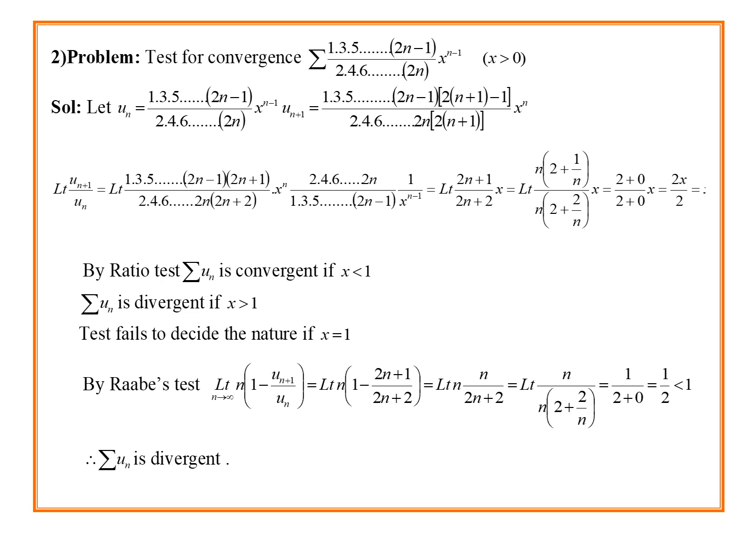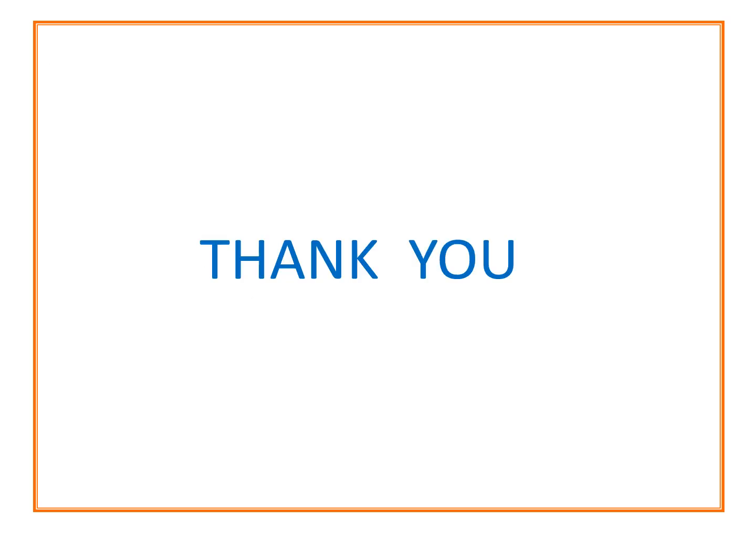So limit n square by n into 2n plus 1. Here n square and n square cancel. We will get 1 by 2 plus 0. So that is equal to 1 by 2. What is that? L value is less than 1, by Raabe's test, therefore sigma un is divergent. Thank you.